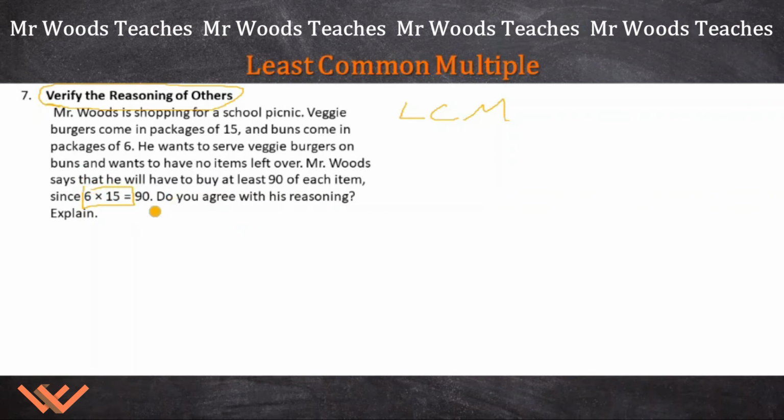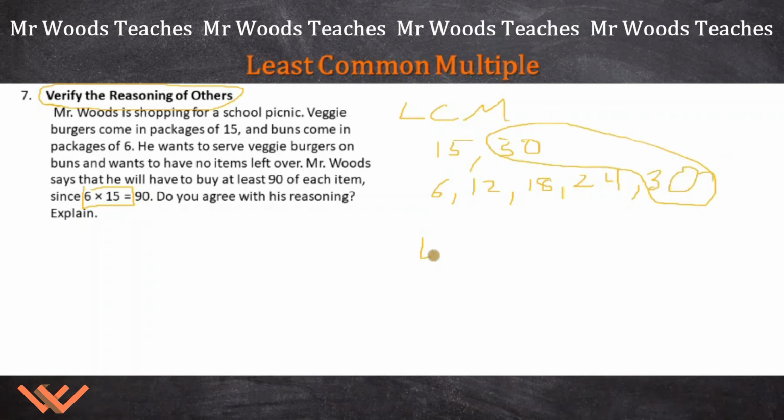I mean, that's one way to do it, and it does give you an answer. However, if we look for the least common multiple, we can get something different. So I'm going to start with 15: 15, 30, and I'm going to stop because I'm looking here going, well, wait a minute, 6, 12, 18, 24, and 30. There's my LCM right here. So the LCM is 30.